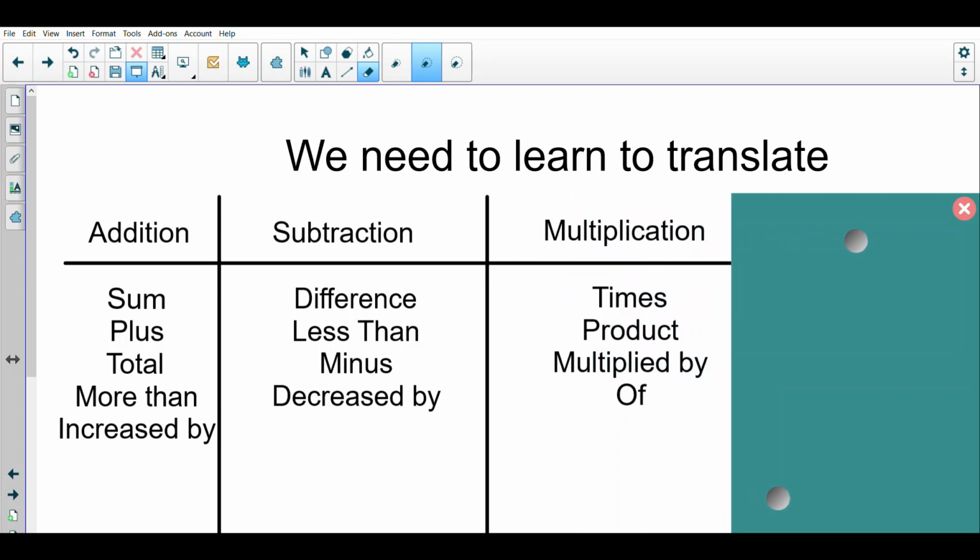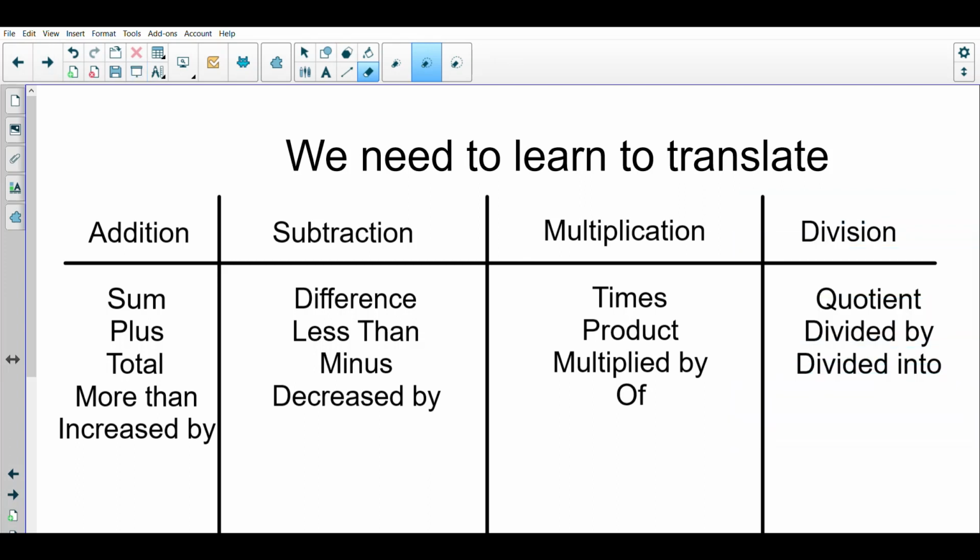The next one is multiplication. You have times, product, multiplied by. The word of is typically used for multiplying by fractions. 1/2 of 10 is 5. So keep that in mind, but you can also use it in other instances like 3 bags of 4 apples. So it can be used in multiple situations, so it doesn't always mean multiplication. And then division, the last one, we just have the basics: quotient, divided by, divided into. So when you see these, you need to think, hey, this is what I need to do.